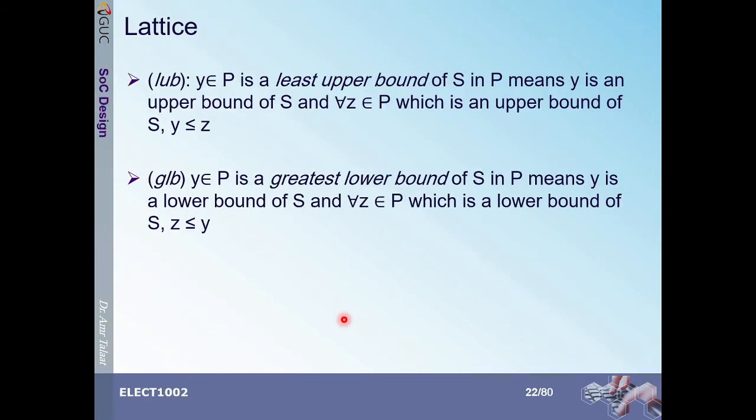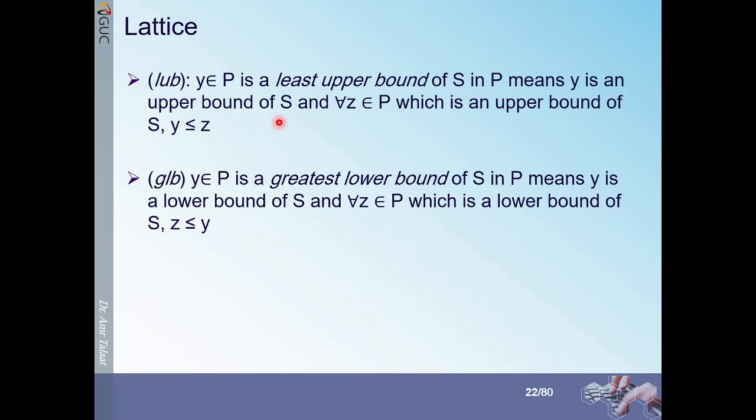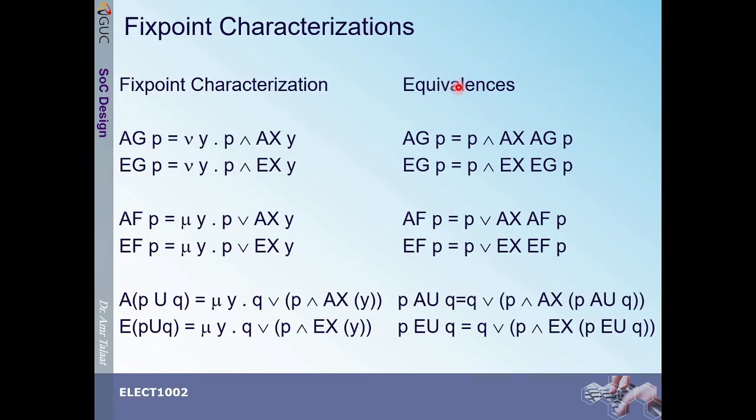Now, I'll tell you more about the least upper bound and the greatest lower bound. The least upper bound means that Y is an upper bound of S, and for all that belong to B, which is an upper bound of S. Don't care about this stupid definition. I will describe the least fixed point or the least upper bound, which is mu. If I say EF of B is equal to B or EX of EF of B, this is the rule for EF of B we just defined earlier.